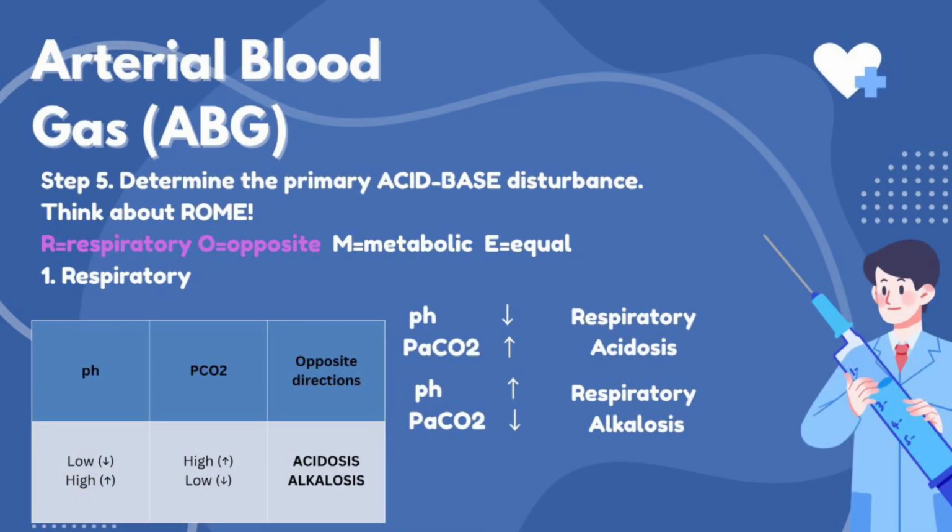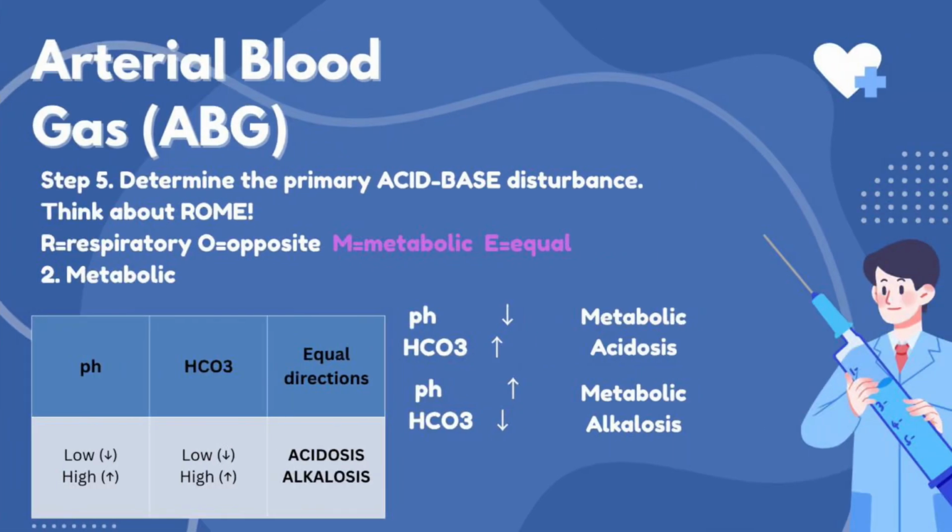Now let's proceed to step 5. Determine the primary acid-base disturbance. Think about ROME. ROME is a quick way to remember: respiratory opposite and metabolic equal. If the pH and the partial pressure of carbon dioxide move in opposite directions, it means a respiratory problem. If the pH and the bicarbonate move in the same direction, it means a metabolic problem.